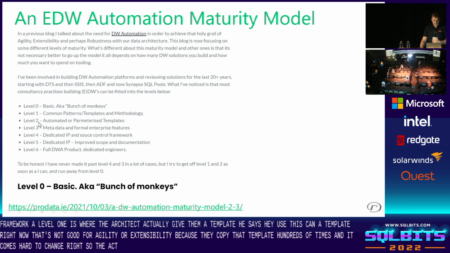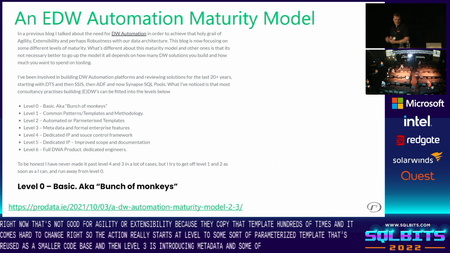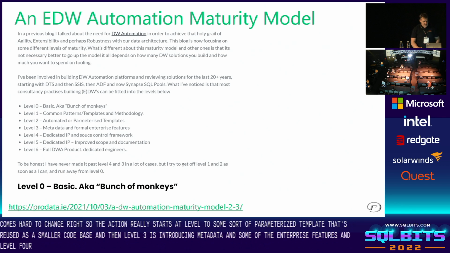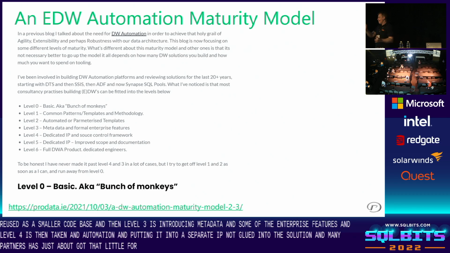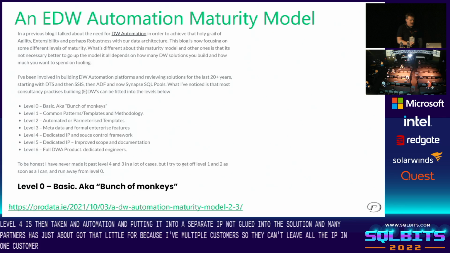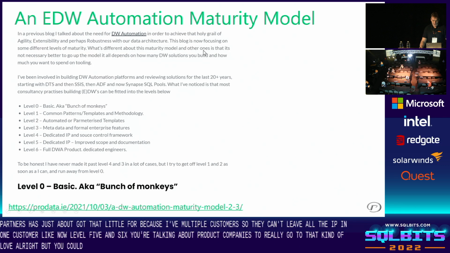So the action really starts at level 2, some sort of parameterized template that's reused, so there's a smaller code base. Then level 3 is introducing metadata and some of the enterprise features. Level 4 is then taking that automation and putting it into a separate IP, so it's not glued into the solution. Many partners have just about got to that level 4 because they have multiple customers, so they can't leave all the IP in one customer, right? Now, for levels 5 and 6, you're talking about product companies to really go to that kind of level, right? But you could go as far as you want to.